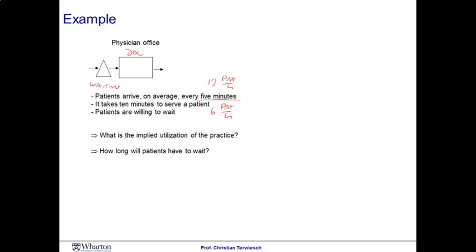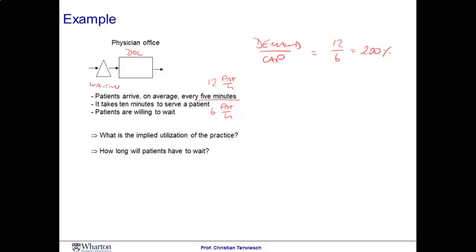Now first let's ask ourselves, what's the implied utilization in the system? Now remember from our discussion of process analysis that the implied utilization looks at the ratio between demand and capacity, which in this case is simply 12 divided by 6 equals 200%. How long will patients have to wait in this practice?